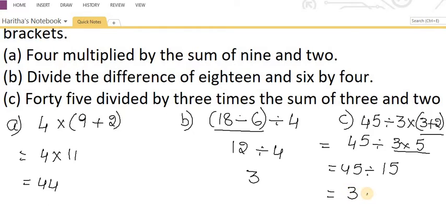Clear? Generally, where you get words like "of", "sum of" or "difference of", we will have the brackets. See, if you observe here in the sentence, sum of 9 and 2, here also we just use the bracket for 9 plus 2. And here difference of, and here sum of. So generally we will get brackets in those situations. Okay. Now we'll move on to the next question.